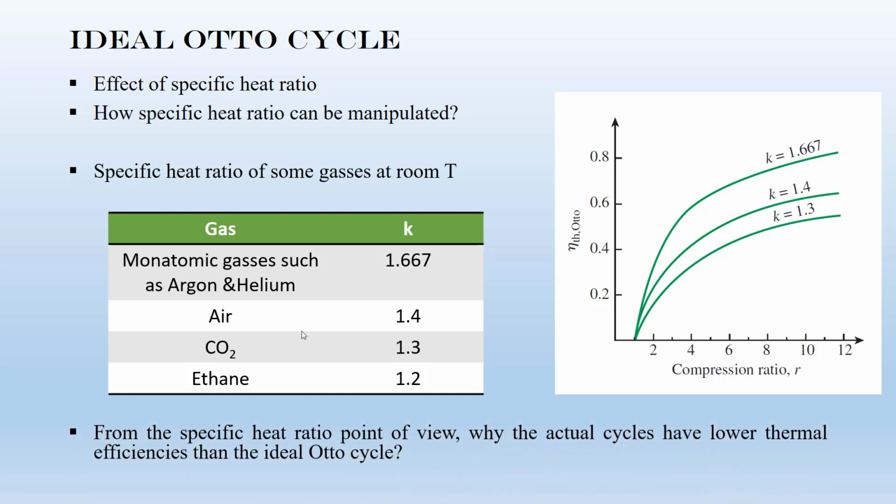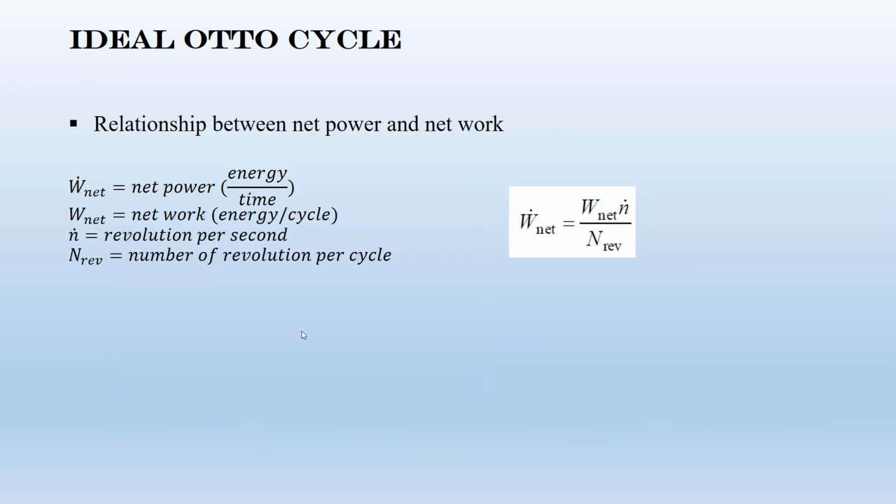So what's the conclusion? The conclusion is that, although we prefer to use the highest values of R and K to increase the thermal efficiency, there is an optimum value. We have a limit for the values of K and R. And then here we can see the relationship between net power and net work.